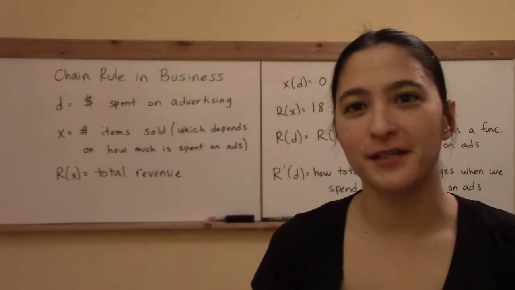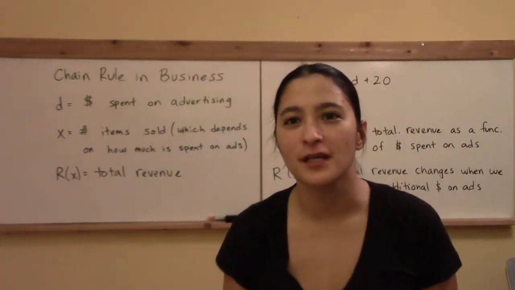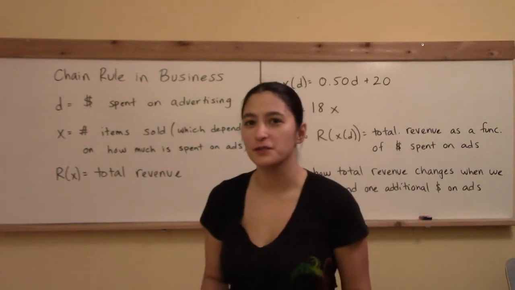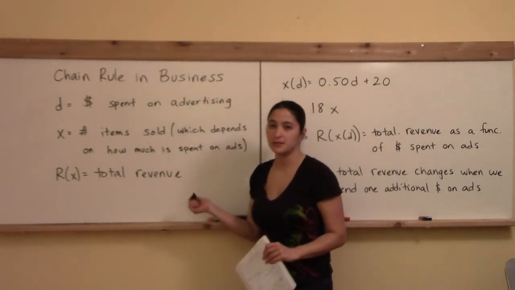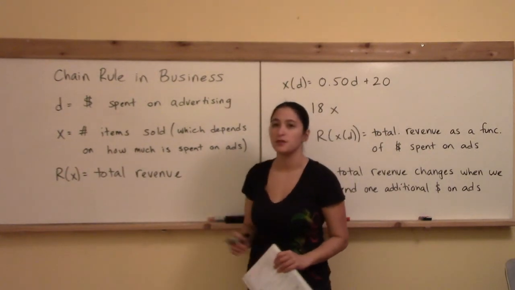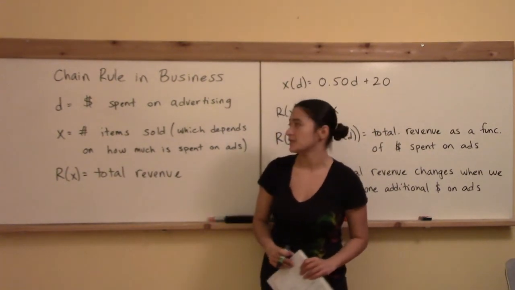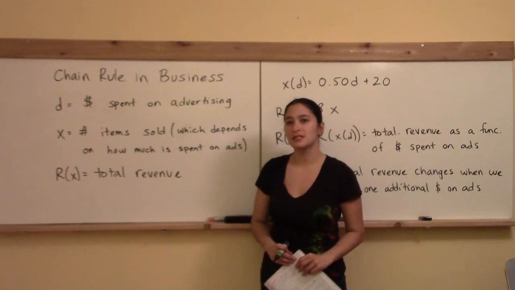In this video, we're going to see a lot of great examples of where compositions of functions appear in the topic of business. Okay, so we have a composition of functions. We're going to have to use the chain rule, so that's why it's called chain rule in business. Okay, so let's start with a simple example.